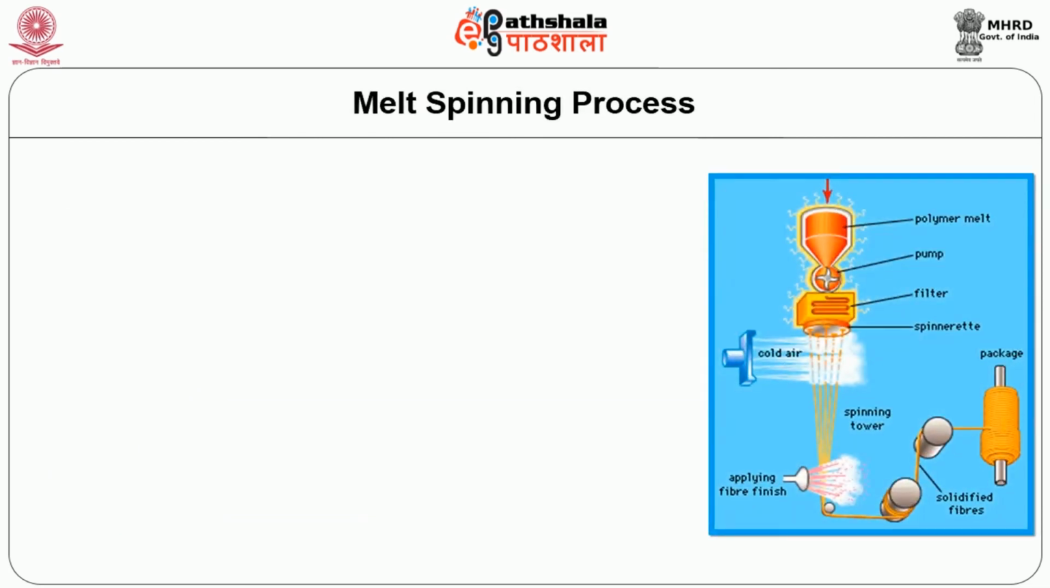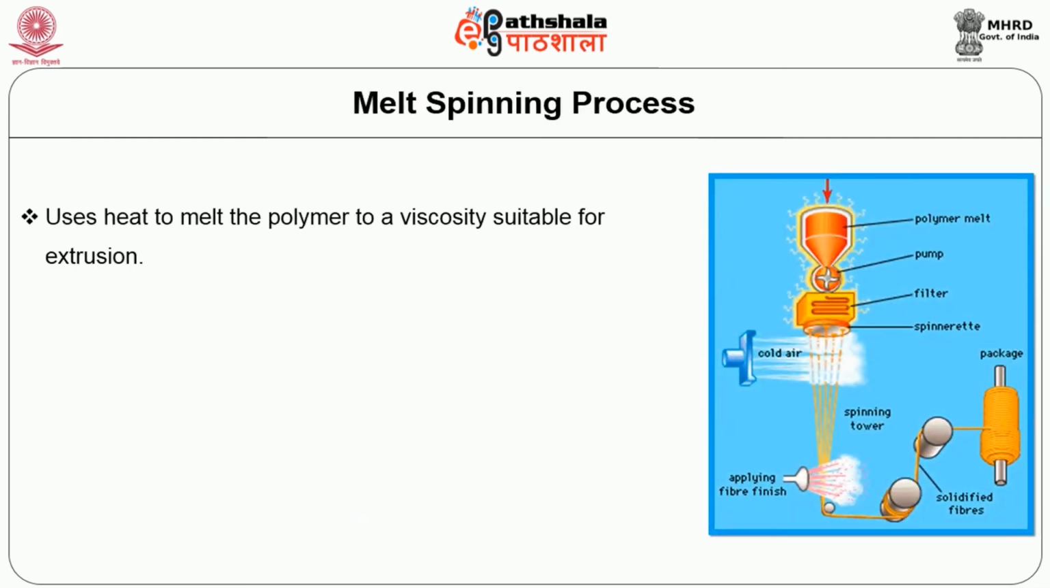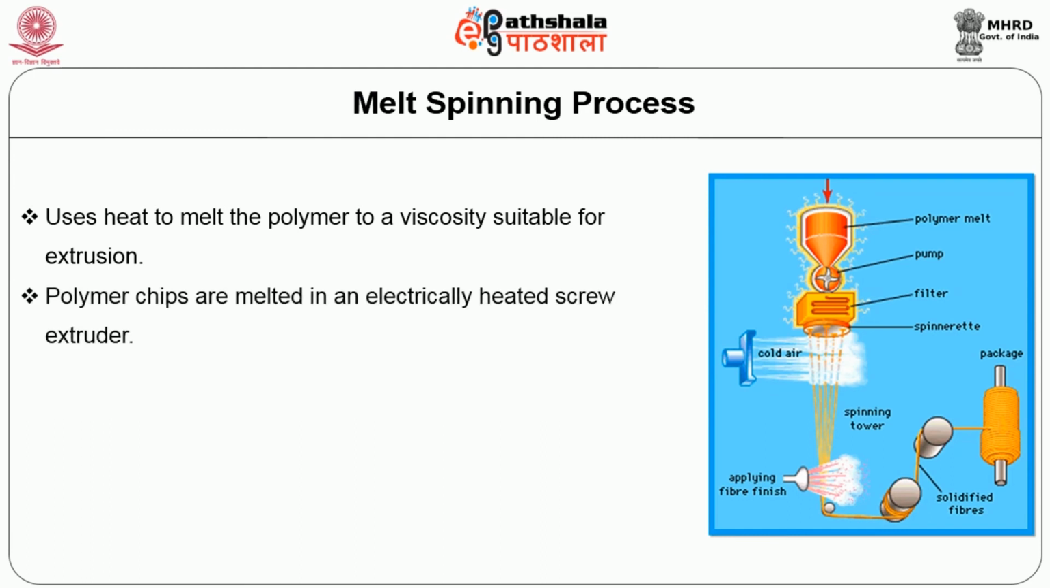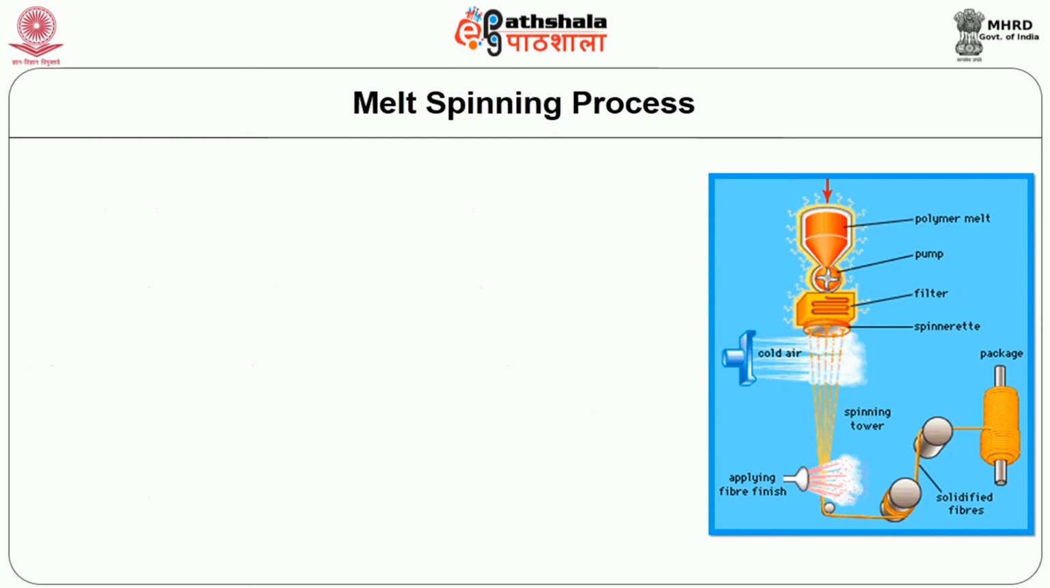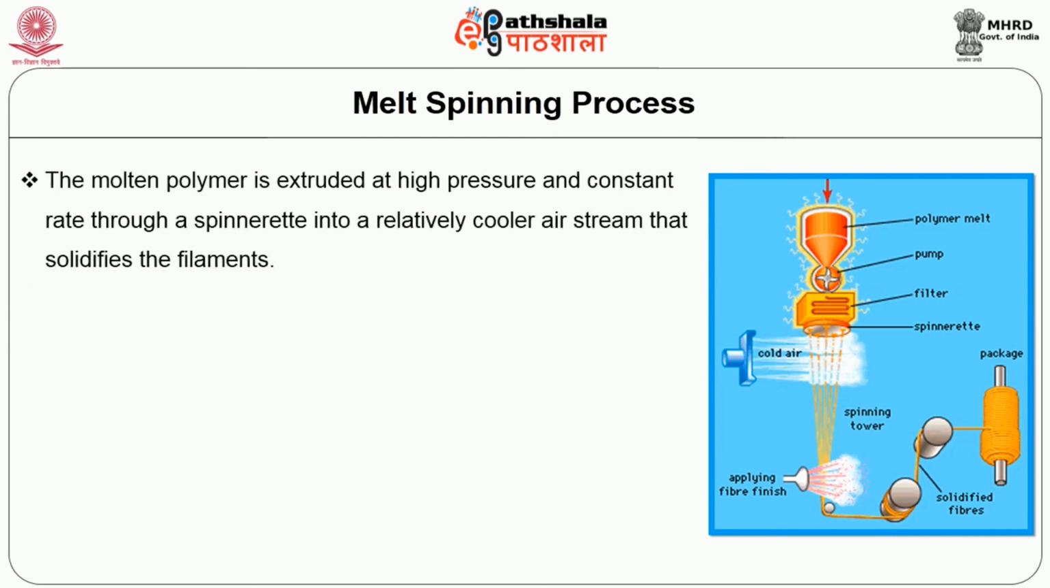Next is the melt spinning process. It uses heat to melt the polymer to a viscosity suitable for extrusion. Polymer chips are melted in an electrically heated screw extruder. Alternatively, the molten polymer is processed in an inert gas atmosphere, usually nitrogen, and it is pumped by a precisely machined gear pump to a filter assembly consisting of a series of metal gauges interspersed in layers of graded sand. The molten polymer is extruded at a high pressure and constant rate through a spinneret into a relatively cooler air stream that solidifies the filament.